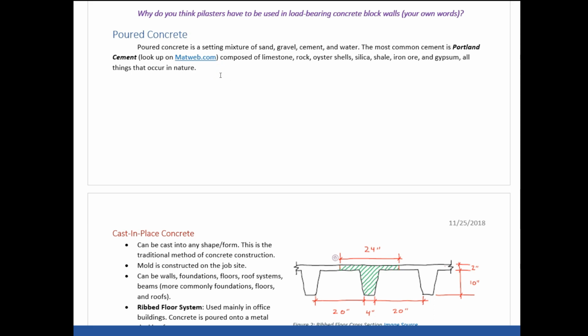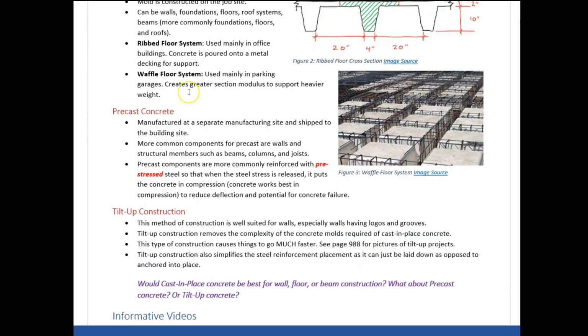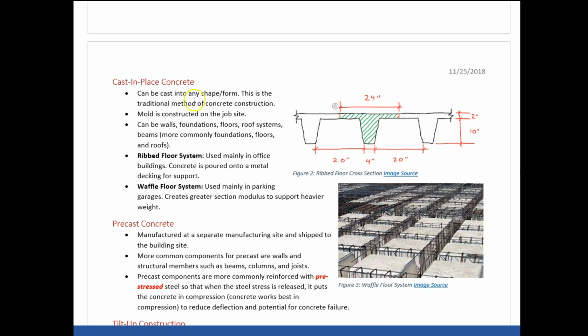We have a mold, and then we're going to pour concrete into the mold. It's going to be liquid at first, and then it'll take a couple of days for the concrete to set. So there's three main types of poured concrete: cast in place concrete, precast concrete, and tilt up concrete construction.